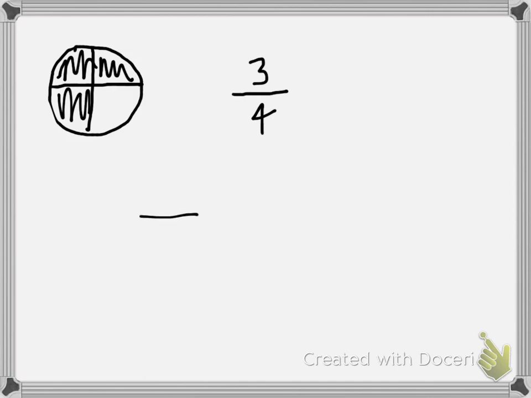We could do a fraction for the unshaded parts. How many pieces are there total in this? Well, there's 4 total. So our denominator is 4. And then my numerator is going to be the number of unshaded pieces that I have. Well, there's just this one piece over here that's not shaded. And so my numerator is just going to be 1. So that's going to be the fraction that represents the unshaded part of this particular circle.